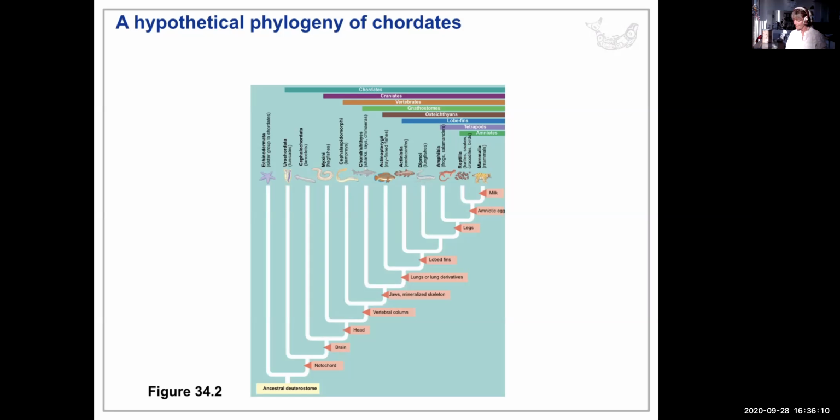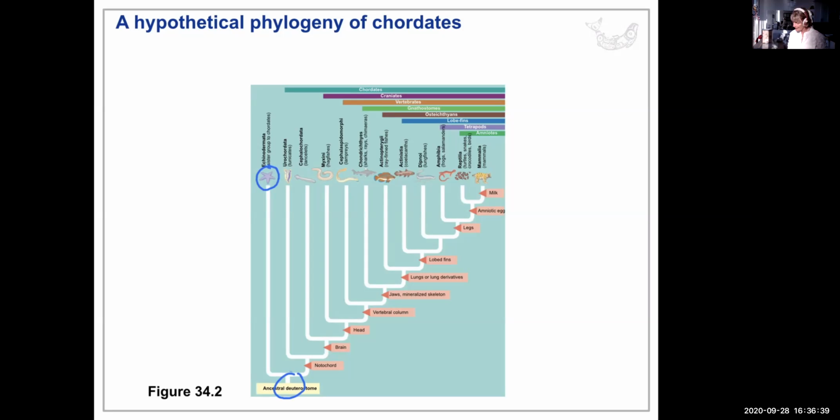The chordata. So an ancestral deuterostome, which means that the blastopore became the anus and not the mouth, developed into the sea stars. So the last thing that we looked at, the sea stars. But there's some progressions in the chordates.